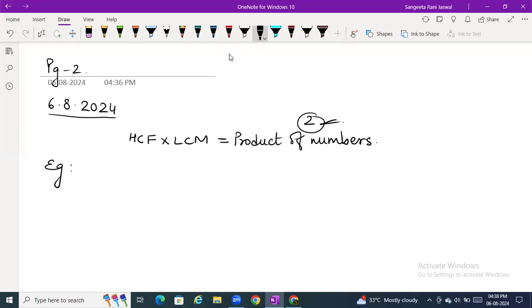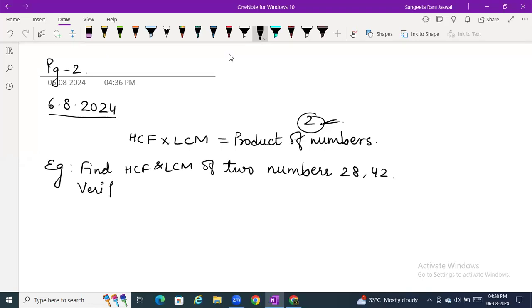Okay, find HCF and LCM. Please write down. Find HCF and LCM of two numbers. The numbers are 28 and 42. Verify that. Now you have to verify. Verify means you have to check.